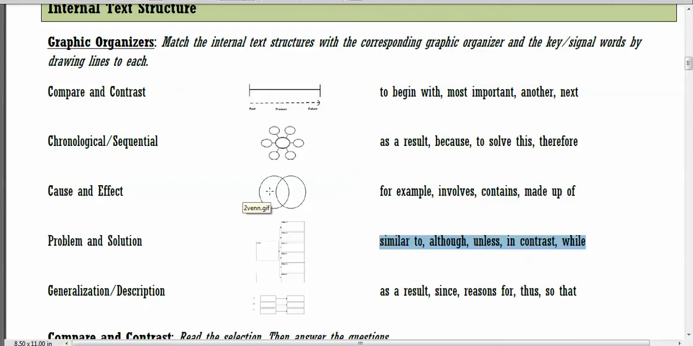You need to know for just life in general, but for the test as well, that compare means what the things have in common. Contrast is what are the differences, what do they not have in common.